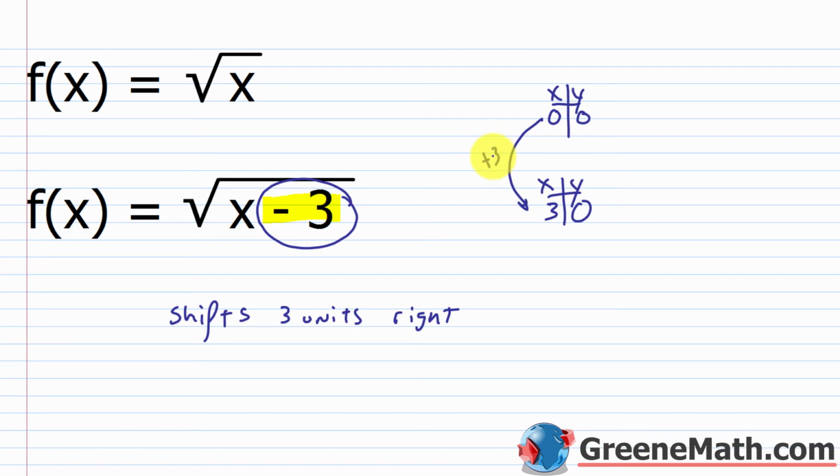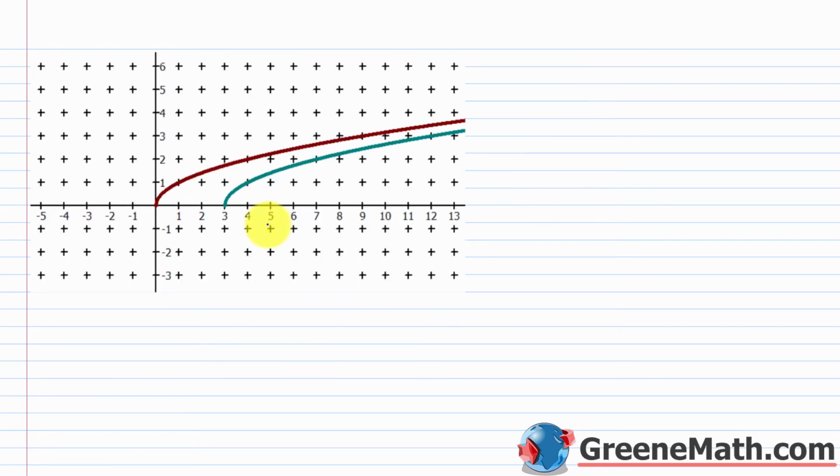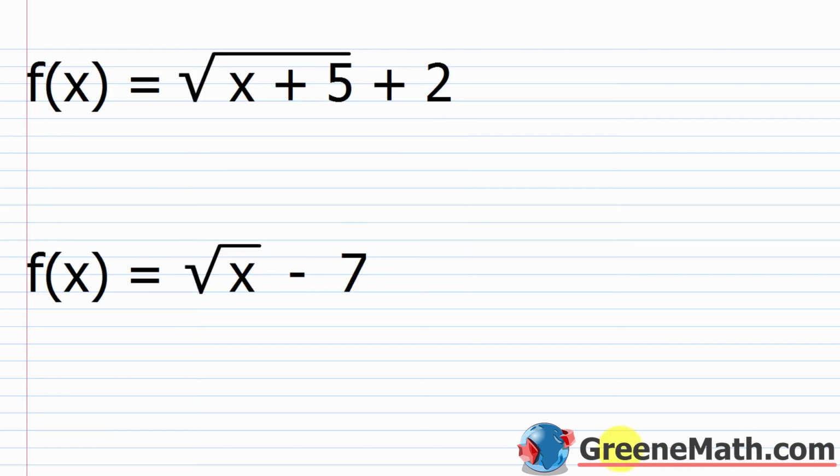And it would be the same thing everywhere. I'm just shifting the original graph 3 units to the right. So if we look at the graph, here's the original, here's the one that we looked at after. So everything is just moving 3 units to the right. Here's another point here. This goes 3 units to the right, so on and so forth. All right, let's take a look at some more here.